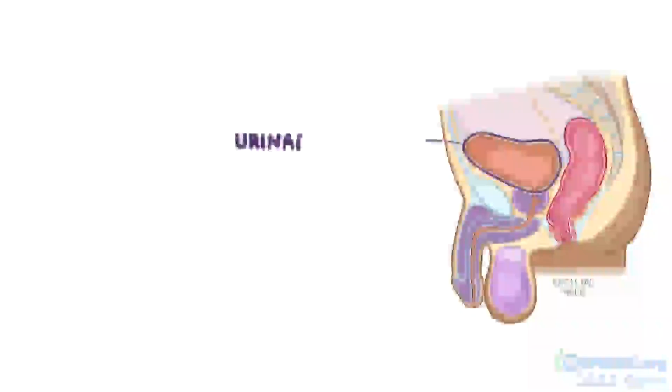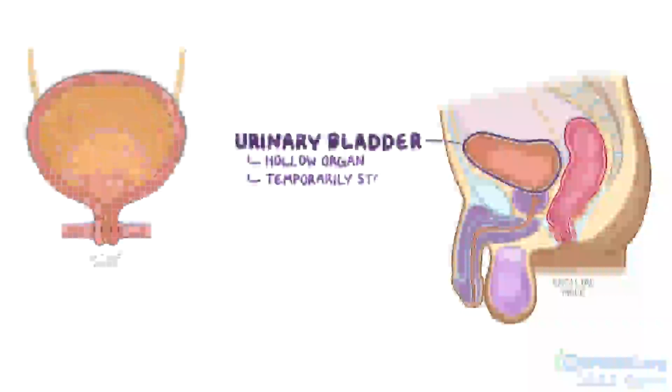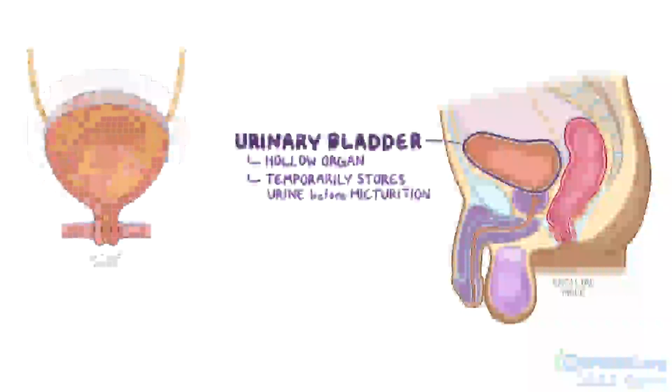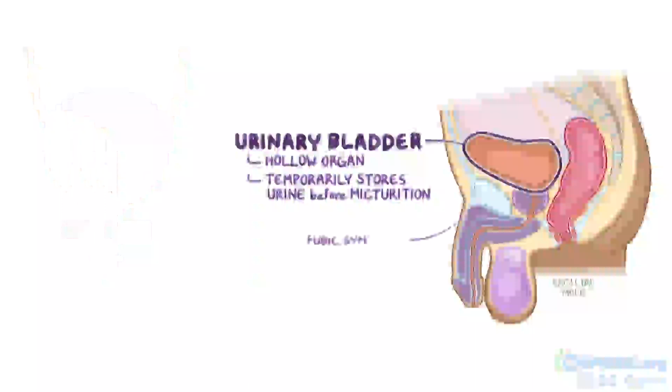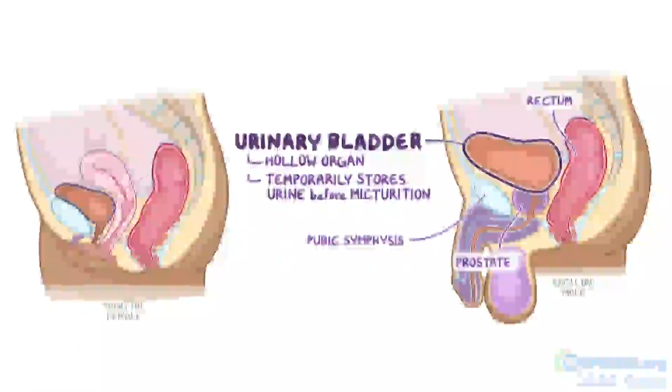Alright, now that we know all about the ureters, let's look at its next stop, the urinary bladder. The urinary bladder is a hollow organ that temporarily stores urine before micturition. The urinary bladder sits posterior to the pubic bones and the pubic symphysis. In males, the bladder is anterior to the rectum and superior to the prostate. And in females, its posterior surface rests on the anterior vaginal wall.